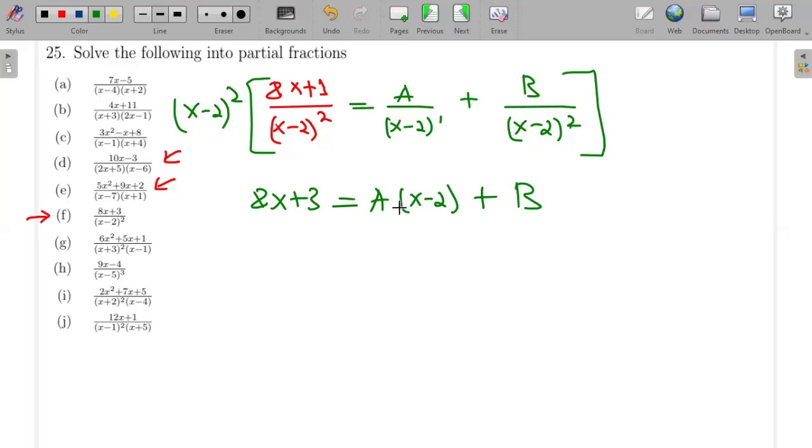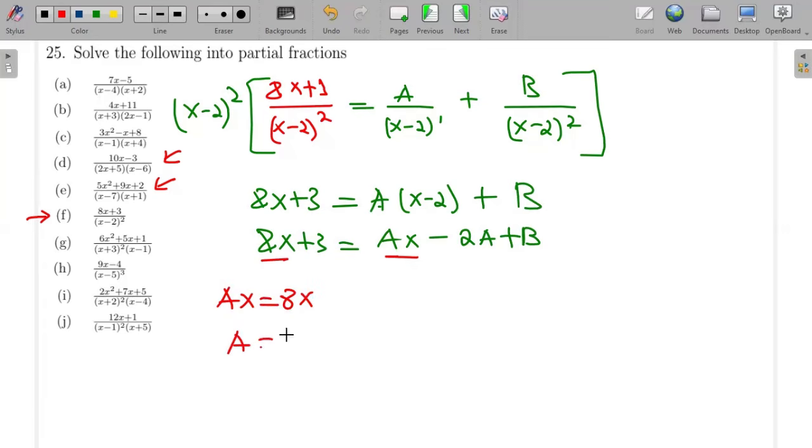Okay, I'm just going to remain with b. So here we can't use elimination. We just have to use expansion. So this will be 8x plus 3 is equals to, expand here, I have ax minus 2a plus b. And then we equate. So whatever has x here, it's the same as whatever has x there. So ax is equals to 8x, so meaning a is equals to 8. And then this 3 will be equals to the constants there, so minus 2a plus b.